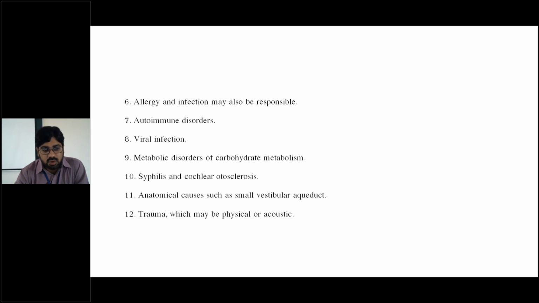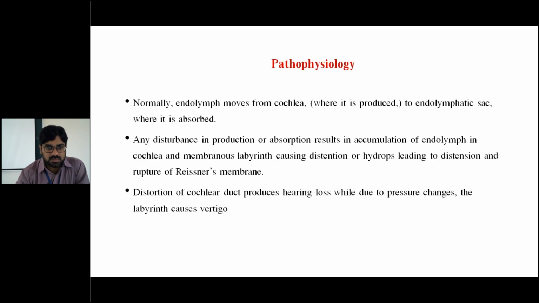Sometimes there are anatomical causes, such as a small vestibular aqueduct. If the vestibular aqueduct is small, then the passage is narrow, and the fluid which is produced will not be absorbed, so that might get collected in the scala media, and that will also cause Meniere's.